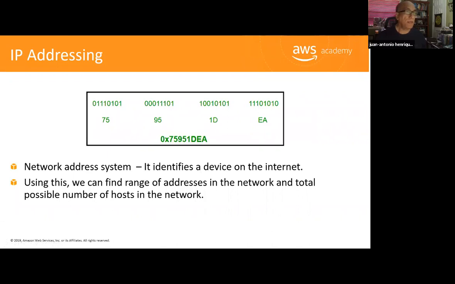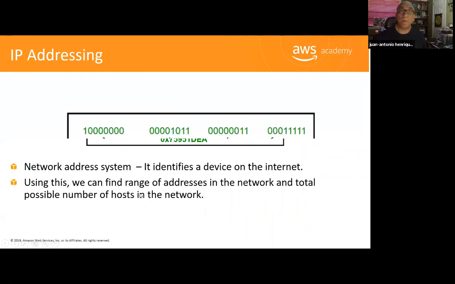Another example of an IP address in binary and hex form. Same idea here. This represents 75, this represents 95, and together they represent this IP address.